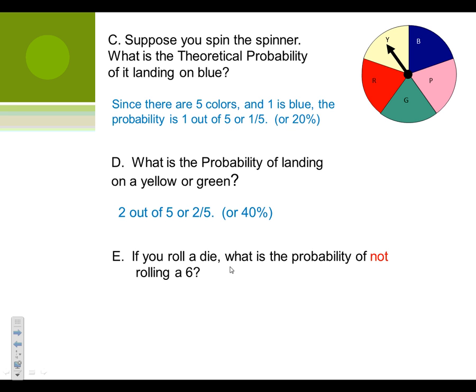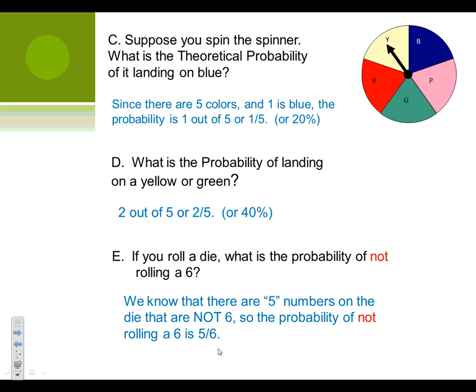Now, away from the spinner, back to a die. If you roll a die, what is the probability of not rolling a 6? How many numbers on the die are not 6? There are 5 of them out of a total of 6. So the probability is going to be 5 out of 6.